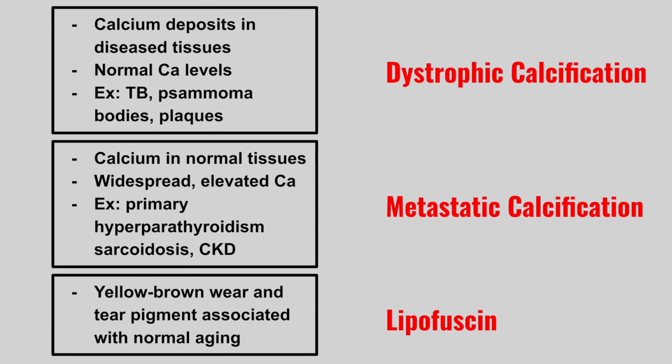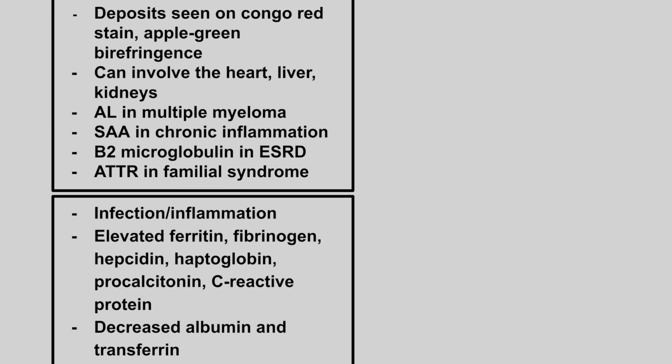This is lipofuscin. Next, we have deposits seen on Congo red stain, apple green birefringence, can involve the heart, liver, kidneys. We have AL in multiple myeloma, SAA in chronic inflammation, beta 2 microglobulin in ESRD, and ATTR in familial syndrome. This is amyloidosis. Next, we have infection inflammation with elevated ferritin, fibrinogen, hepcidin, haptoglobin, procalcitonin, C-reactive protein, and decreased albumin and transferrin.